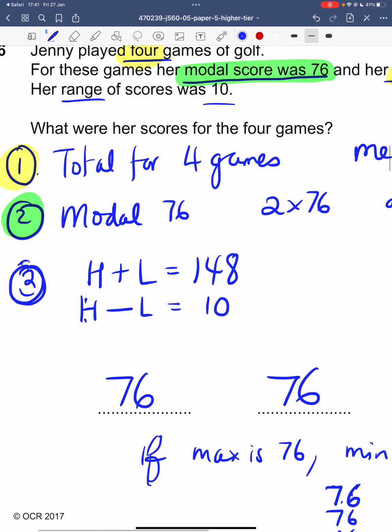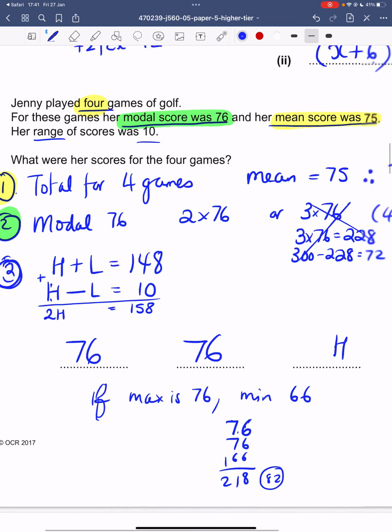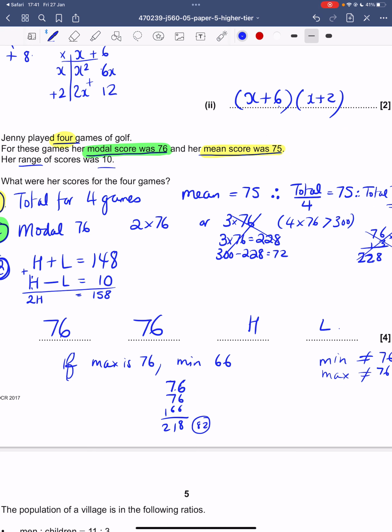I'm going to zoom in. If we add these together, 2h is 158. So if 2h is 158, 1h is 158 divided by 2. 2's into 15 go 7, remainder 1. 2's into 18 go 9. So our highest has to be 79. And then our lowest, to make the range 10, has to be 69.